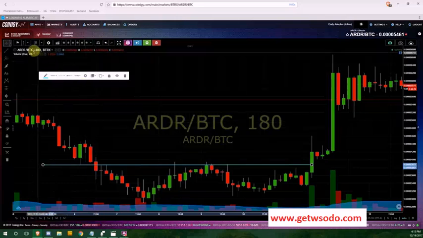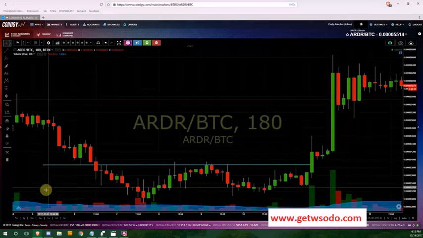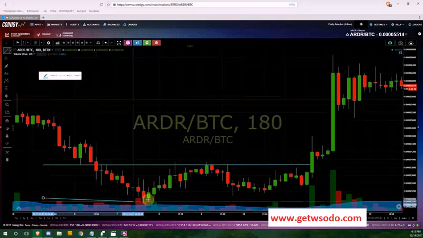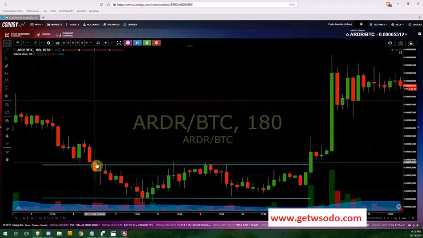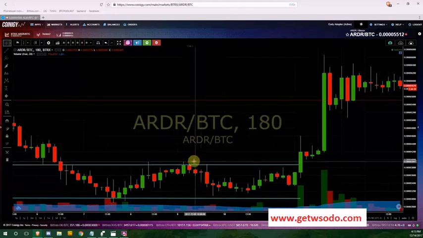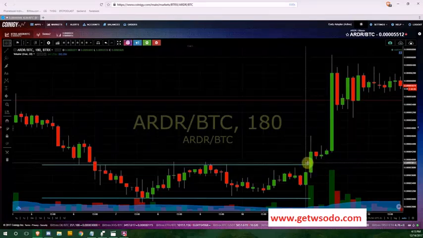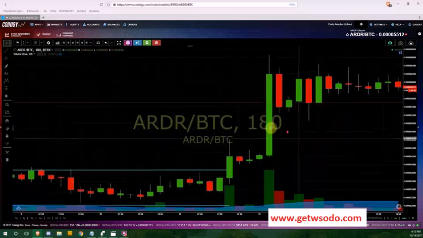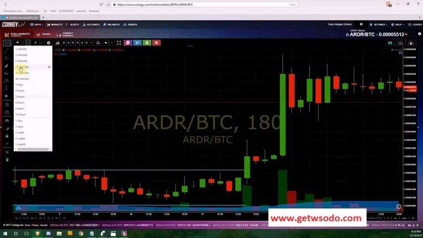Here's our resistance. Here's our support. We had the first touch, second touch, third touch. We did not have a fourth touch, and when it went to test that resistance again, it broke through. Now once Ardor broke through, it formed a pennant, and this is my favorite breakout formation.